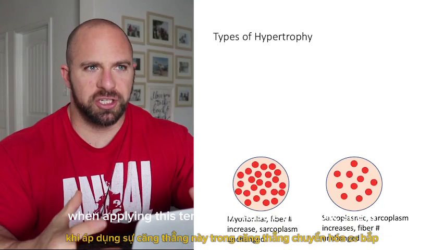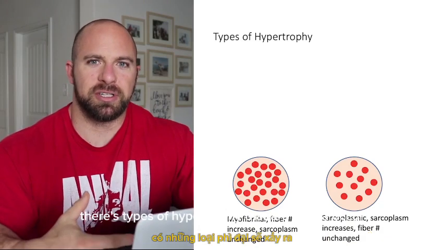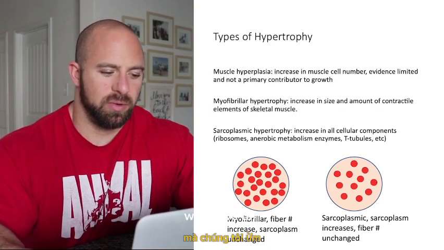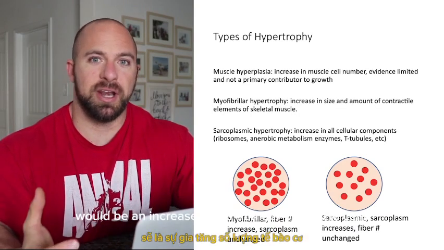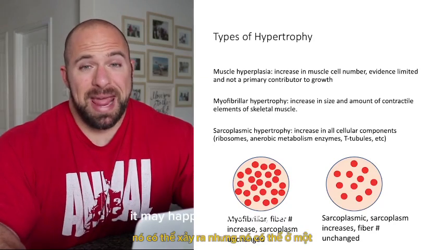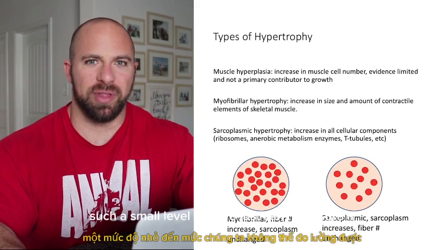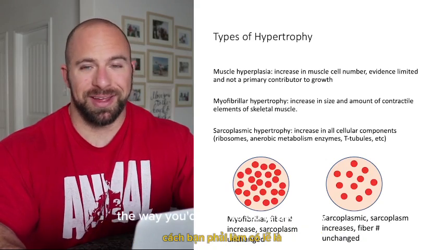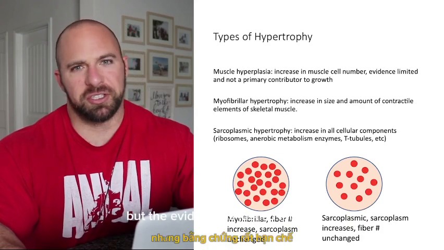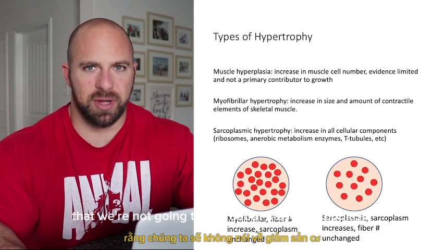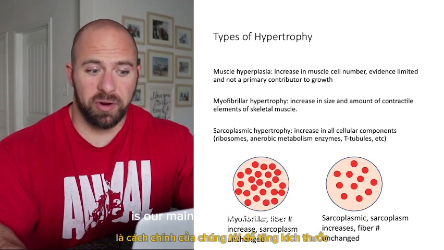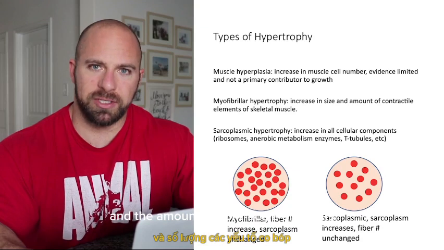Now, when applying this tension and metabolic stress, there are types of hypertrophy that are going to occur. One being muscle hyperplasia, which would be an increase in the number of muscle cells, which has not been proven in humans. It may happen, but it may be at such a small level that we just can't measure it. The way you'd have to do it is probably really just to dissect someone. But the evidence is just so limited that we're not going to talk about muscle hyperplasia.